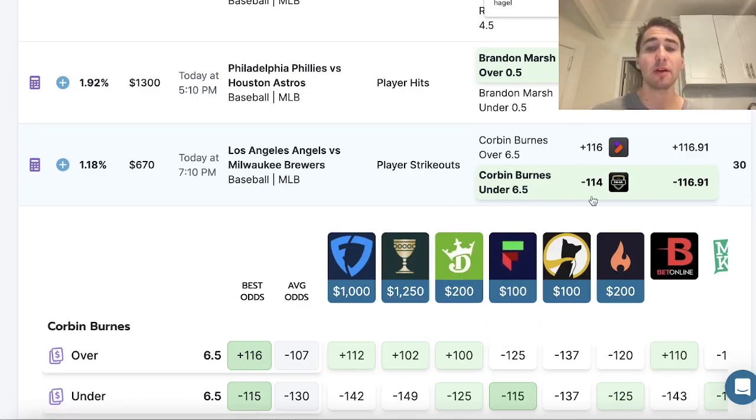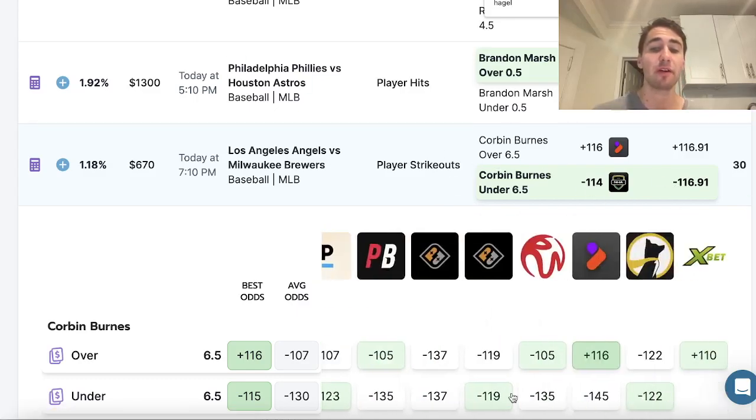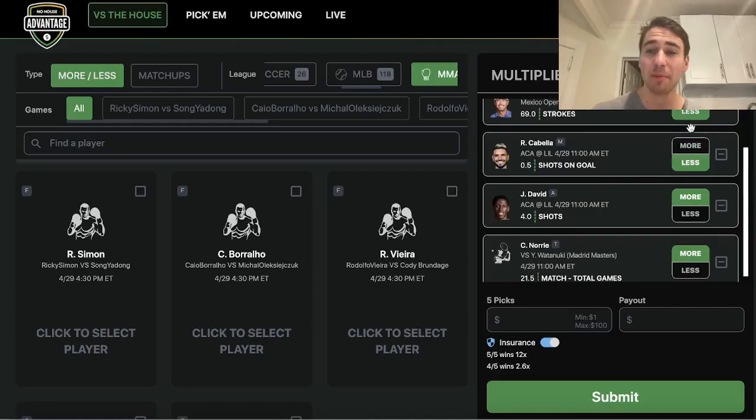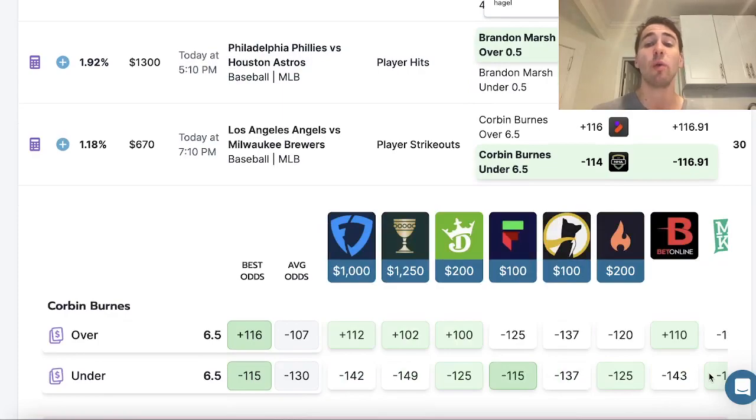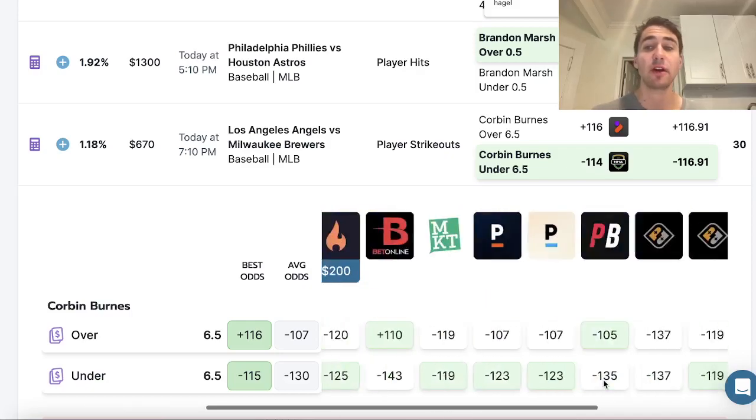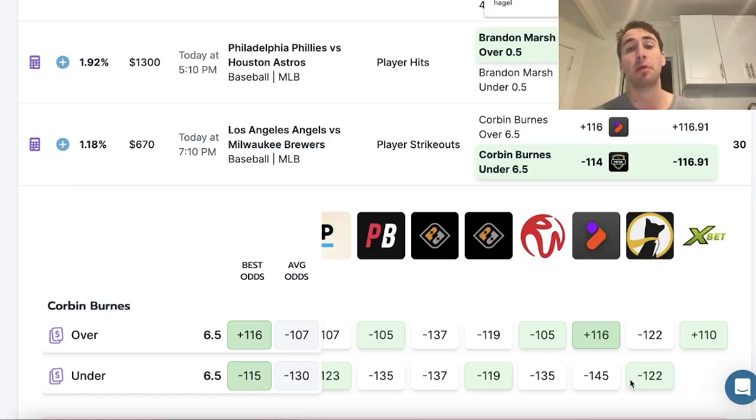So for Corbin Burns, all the books have his under heavily favored, right? So we're just following the data. We know no house advantage. They're not changing our payouts if we switch all our picks to unders versus overs. So we want to look for spots where sportsbooks are telling us, yo, one side's heavily favored. And for Corbin Burns, all the books are saying he's a lot more likely to go under as opposed to over. BetOnline has his under at minus 143, Caesars minus 149, DraftKings minus 125. All the books have his under heavily favored. This is a sharp player prop bet to go with in your no house advantage entry.